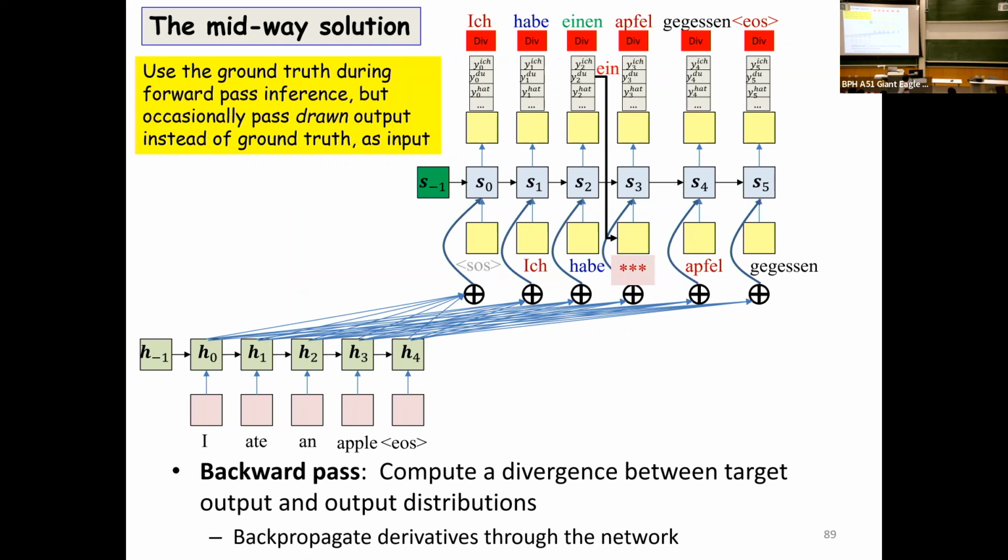And so over here, for example, this is the decoder. I'm going to give in the first 3 words as the correct ones. For the fourth word, I actually drew a word from the output at time 3. But then the subsequent words are ground truth words.